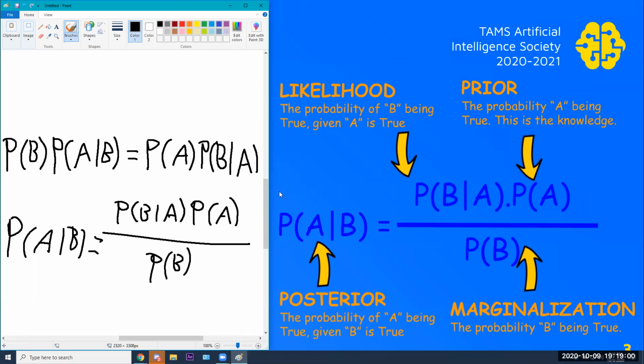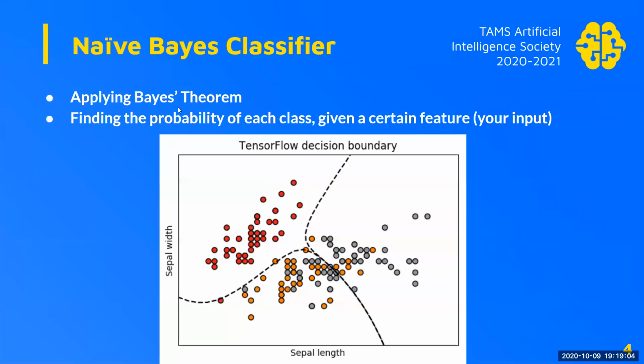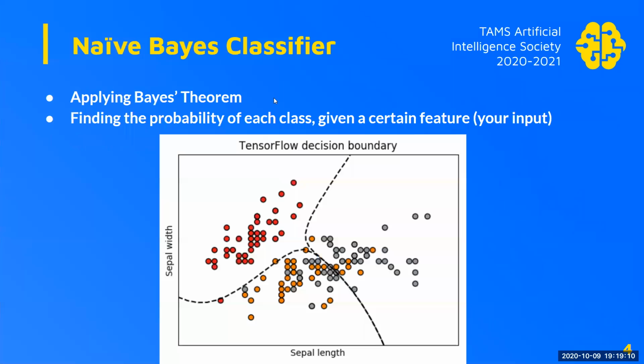Right. So now that we know Bayes theorem, we can generalize it. So how do we use Bayes theorem as a classifier?